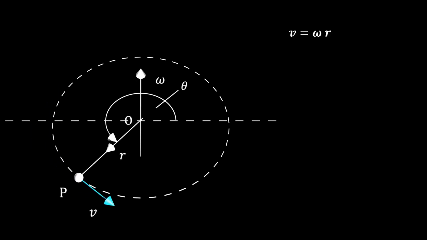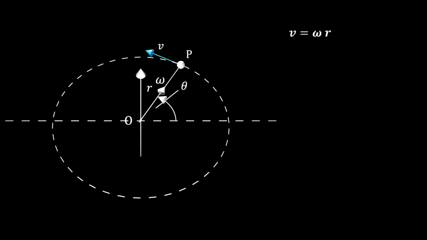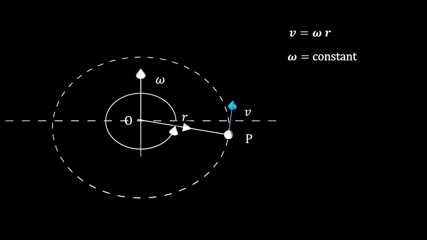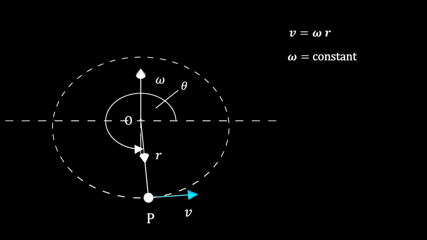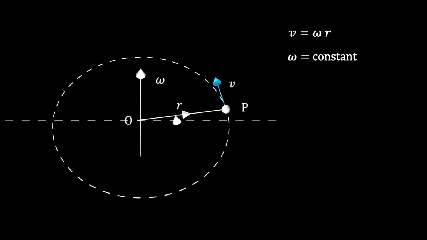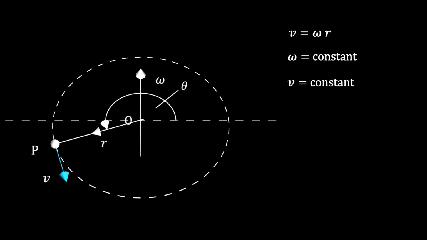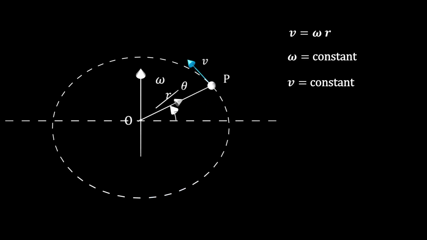A particle is said to be undergoing uniform circular motion when its angular velocity is constant. This means omega equals constant, and the direction of the angular velocity vector is also constant. From the equation V equals omega R, if omega is constant, then we can conclude that V is also constant. Therefore, for a particle undergoing uniform circular motion, its speed is also constant.